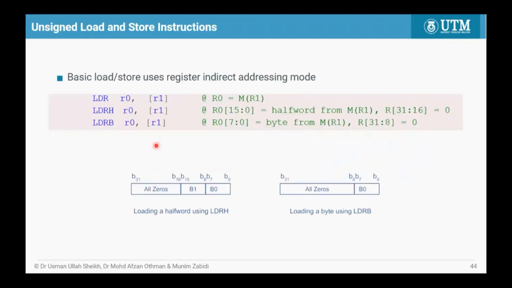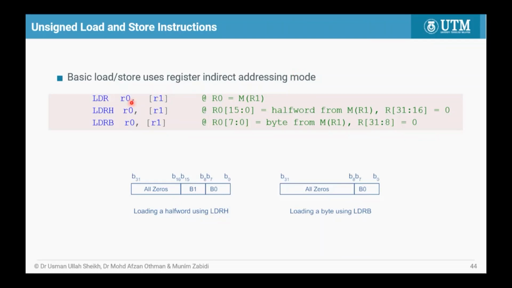Basic load and store use the register indirect addressing mode. Previously we already learned about indirect addressing mode. What is an indirect addressing mode? If you can see here, LDR R0, [R1]. Since R1 has brackets, it means that it is an indirect addressing mode. What happens here is you go to R1, check the value inside R1, and then go to the memory address pointed to by R1, take the value and put it into R0. So this is the indirect addressing mode.